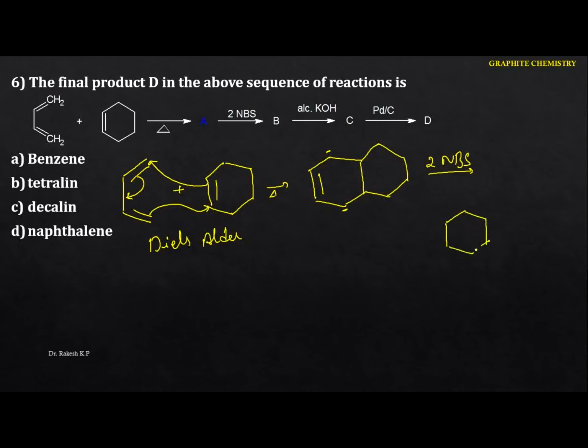Just go to this one here. This carbon is the allylic carbon. Hence the bromine is attached to this allylic one. And this is the product we are going to get. See the next one here.